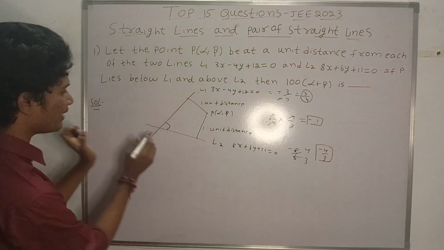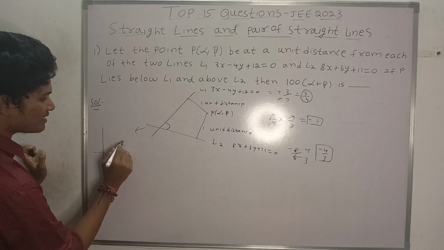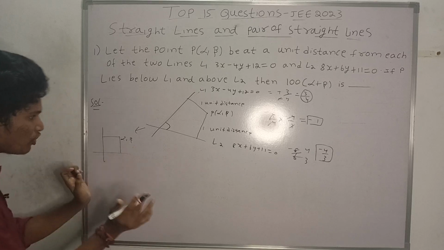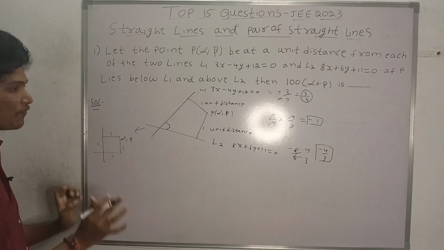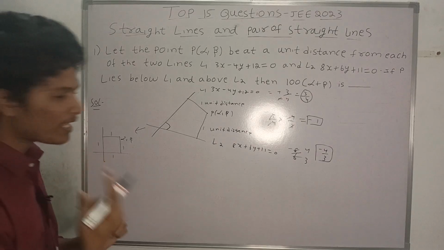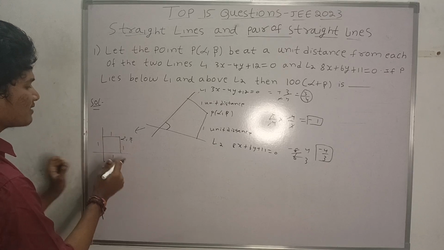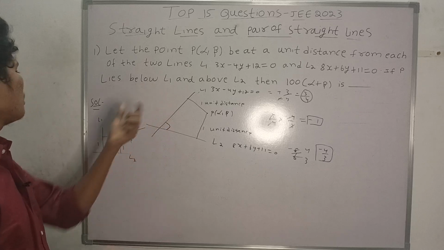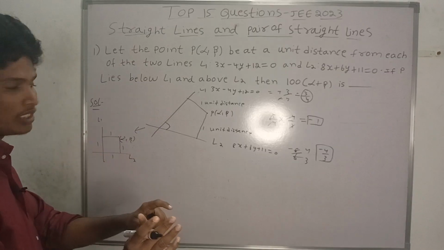So basically the actual diagram is like this: these two lines are perpendicular, and suppose this is the point (alpha, beta) here, at unit distance. When you observe, it is a square of unit side. From this we can get two things: this point is at unit distance from these two lines, L1 and L2. So by using the perpendicular distance formula, we can get an equation to solve.